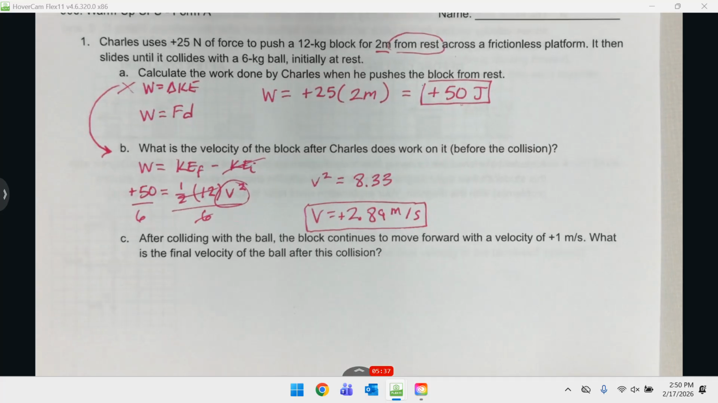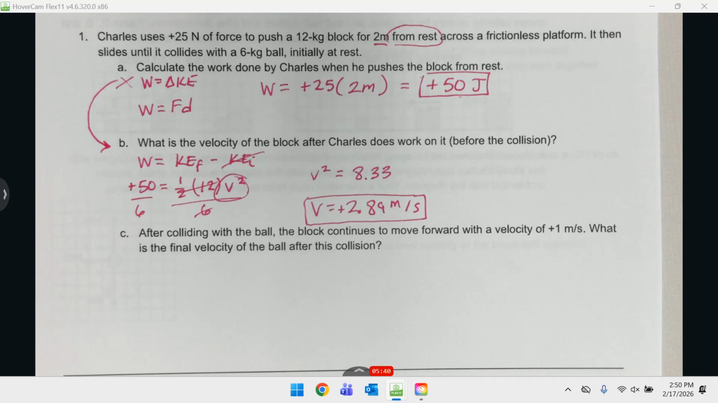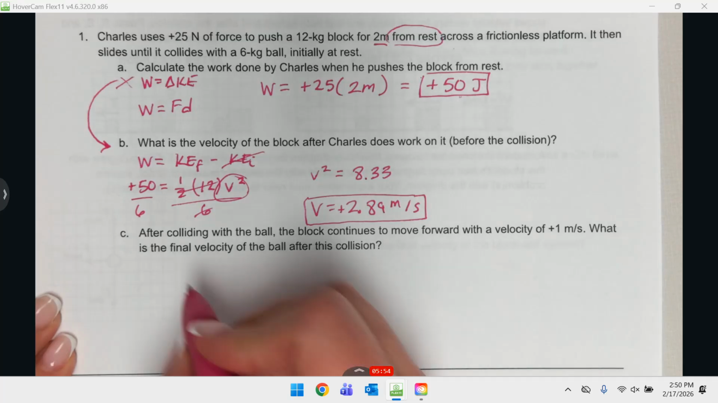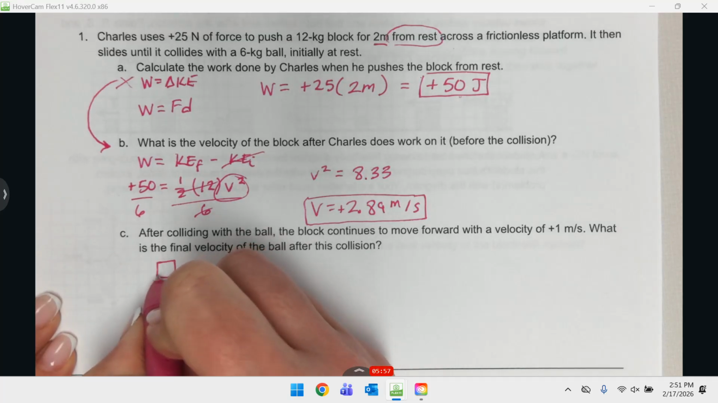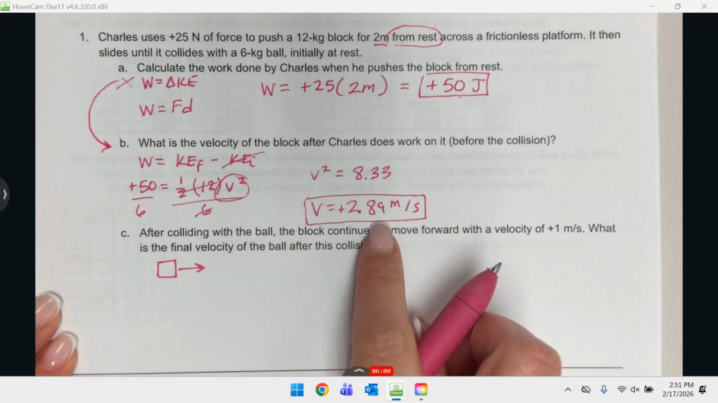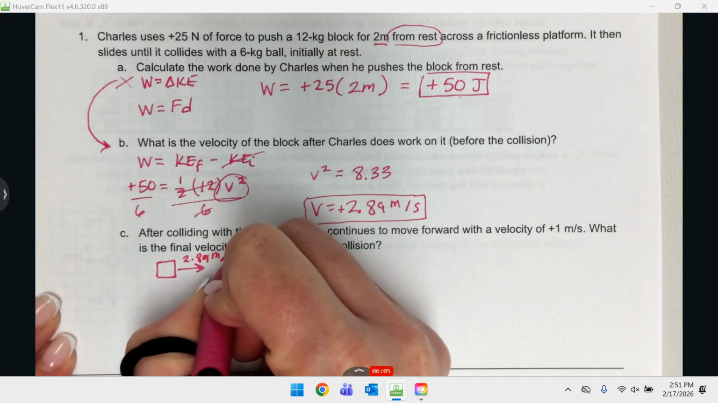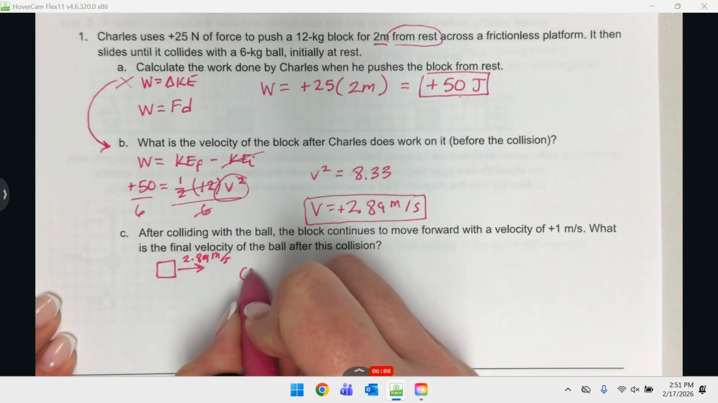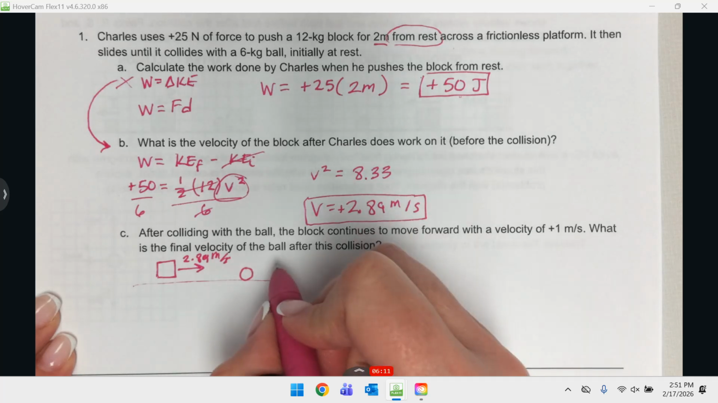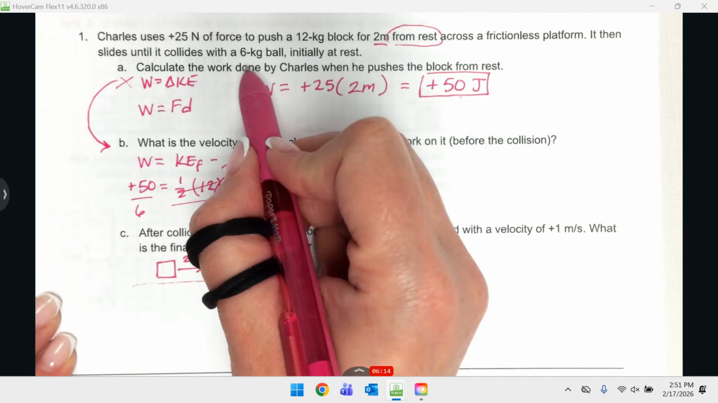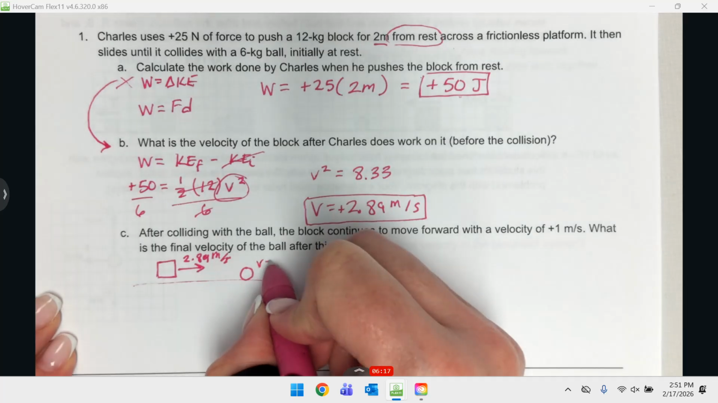Part C. After colliding with the block, the ball continues to move forward with a velocity of positive 1 meter per second. What is the final velocity of the ball after the collision? Again, when we're analyzing collisions, it's always helpful to look at a picture so that we can visualize everything that's going on. So I know that this block is now moving, and I know how fast it's moving. Again, that was the whole purpose of the previous part, 2.89 meters per second. And it's going to collide with this ball that is initially at rest. It says it up here, initially at rest. So the velocity of this is 0.